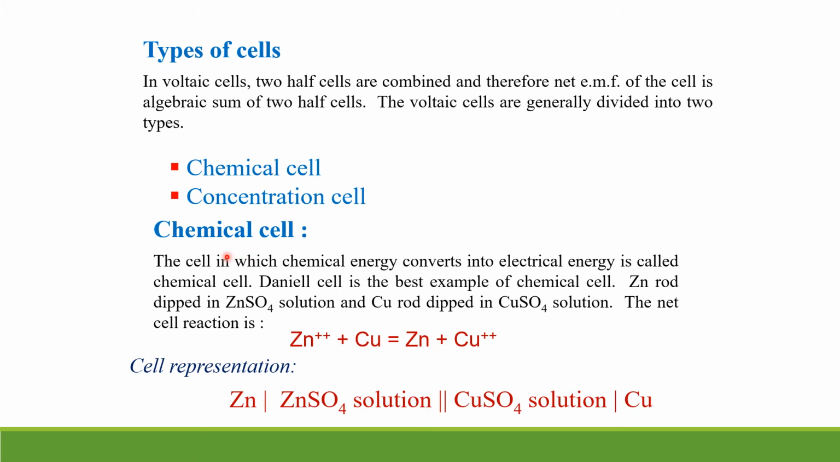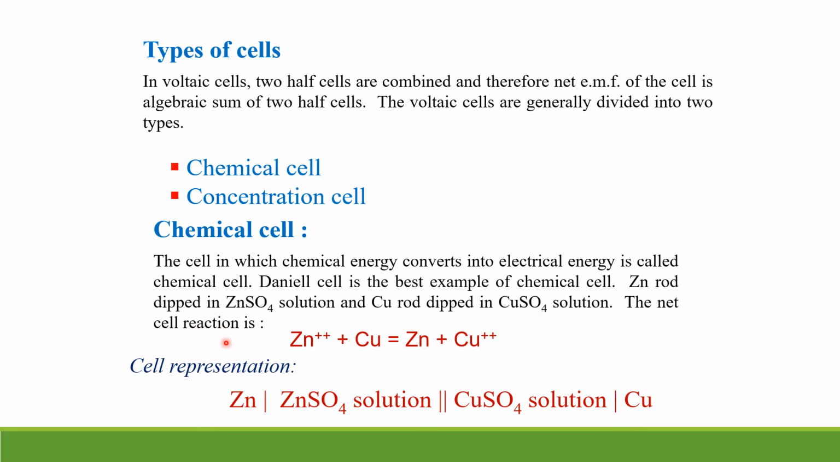Now, what is the chemical cell? The cell in which the chemical energy converts into electrical energy is called a chemical cell. Daniell cell is the best example of chemical cell: zinc rod dipped in zinc sulfate solution and copper rod dipped in copper sulfate solution. This is an example of a Daniell cell.